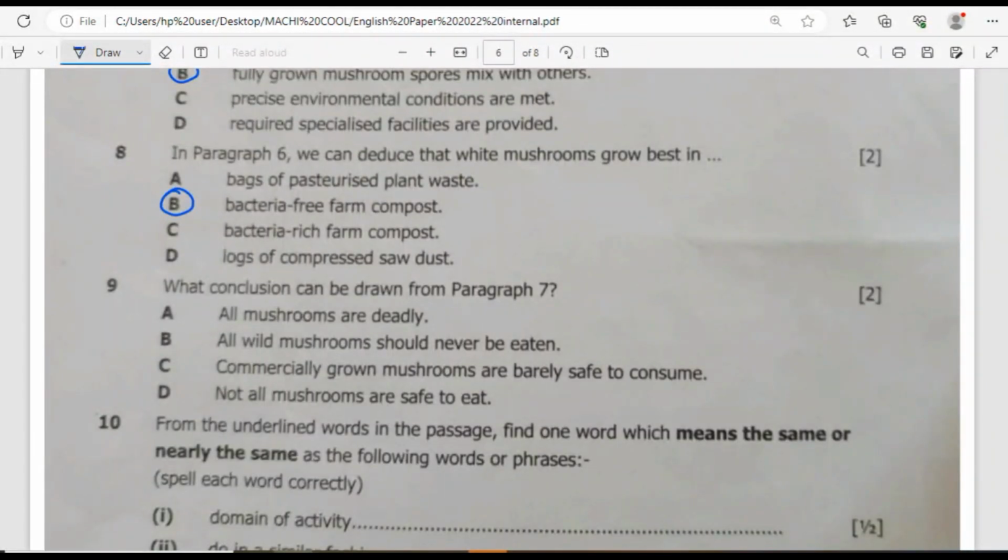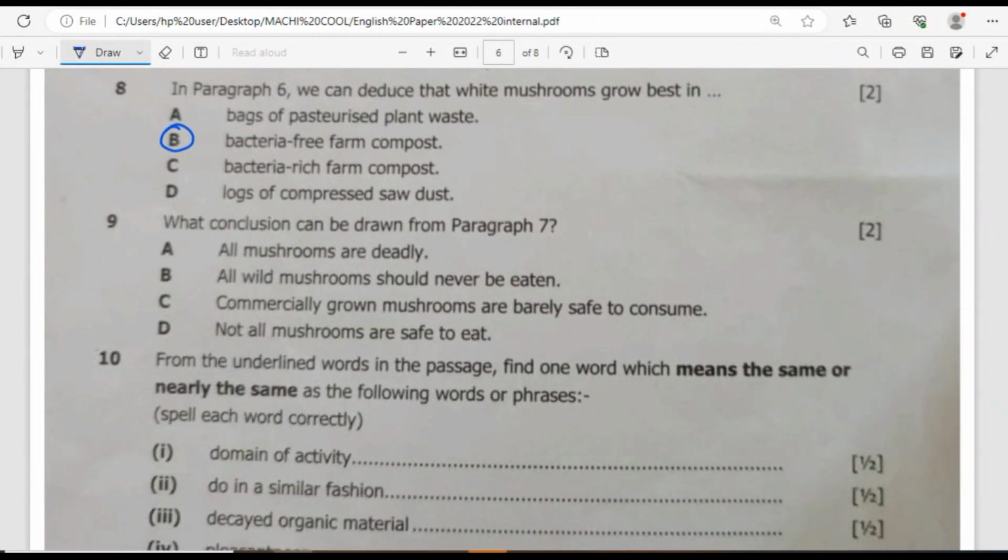So mushrooms are okay. So what conclusion can be drawn from paragraph 7? All mushrooms are deadly. All wild mushrooms should never be eaten. Commercially grown mushrooms are barely safe to consume. Not all mushrooms are safe to eat. So this is the answer. So you need an expert.